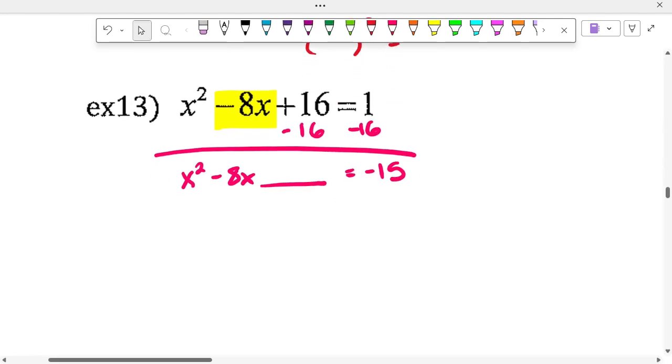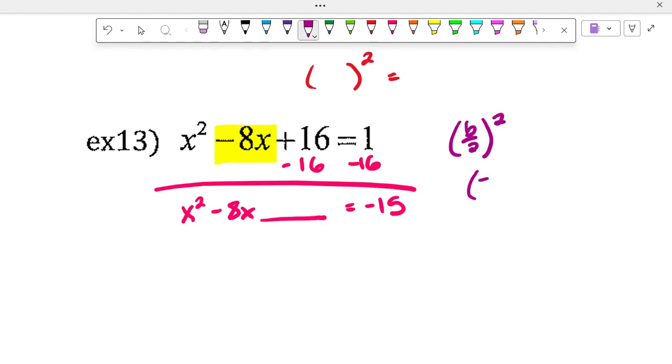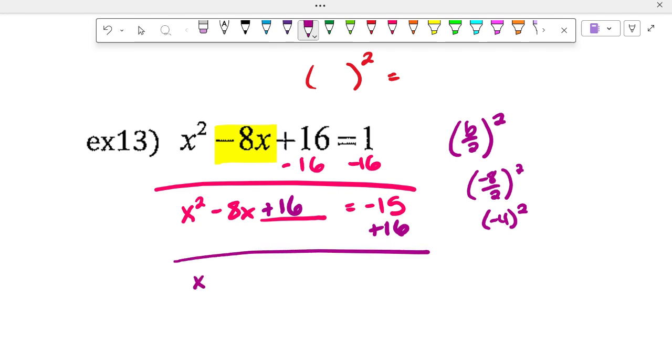Now, who remembers what goes in that space right there? B over 2 all squared. Good. So whatever your b value is, that's negative 8 over 2. Square it. So that'll be negative 4 squared, which is positive 16. So we could have just went ahead and factored it, but I still want to go through the process. But remember, whatever I add to one side, I got to do the other. So I would add the 16 as well over here. So this will give me basically what I started off with again, but I just want to make sure you guys know the process.